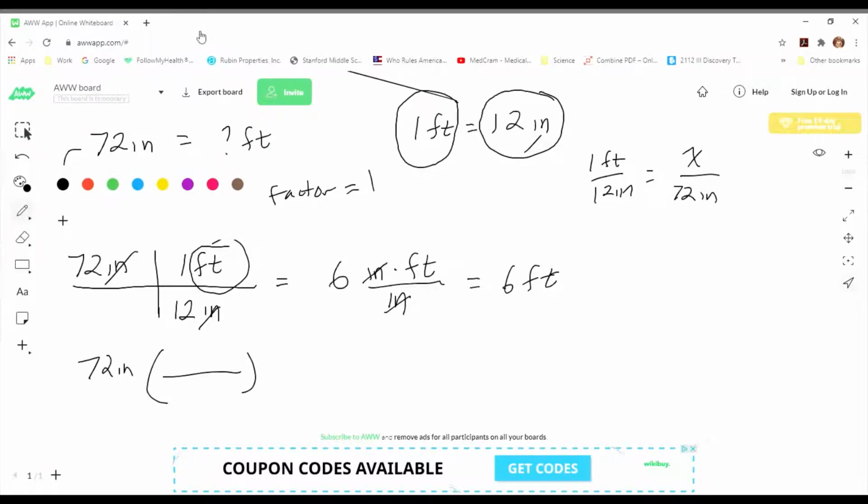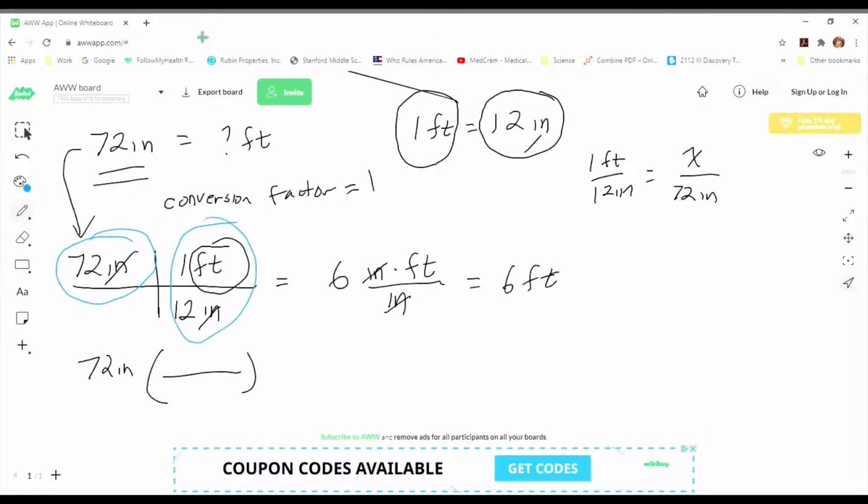Let me do blue. You write your given right here. You make your conversion factor here based on the equality that relates the units that you're given to the units that you want. So you need to know the relationship between those two units. So here's your given number, and then you make a conversion factor from the equality that relates the units in that given quantity to the units that you're going to eventually want.